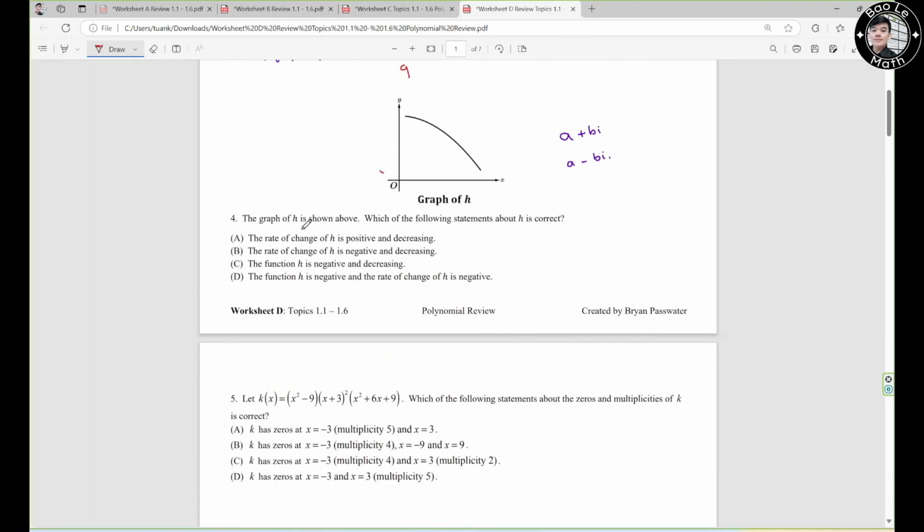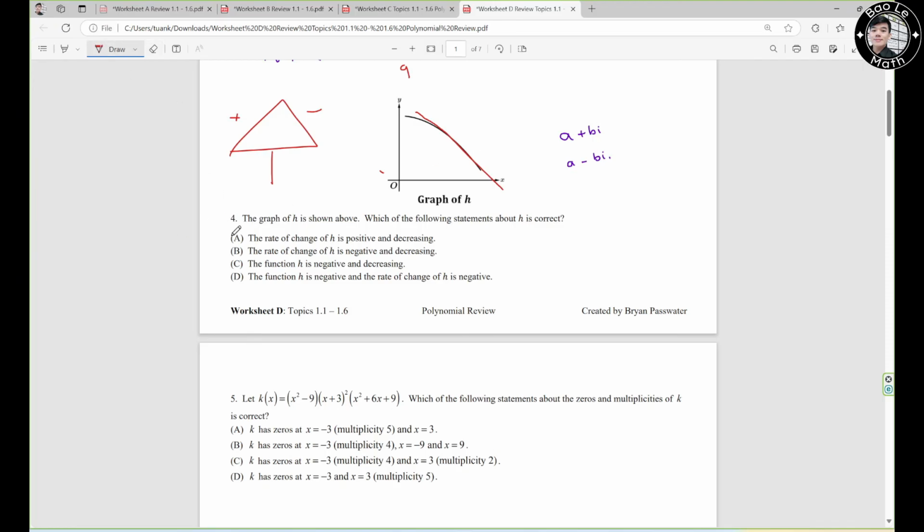Question number 4. The graph of the function h is shown above. Which of the following statements about the function h is correct? So we look at whether the rate of change of h is positive. We draw the tangent line right here, and we see that the tangent lines go in this way, which means the slope is negative. This guy's slope is positive. So because the slope is negative, the rate of change is negative.